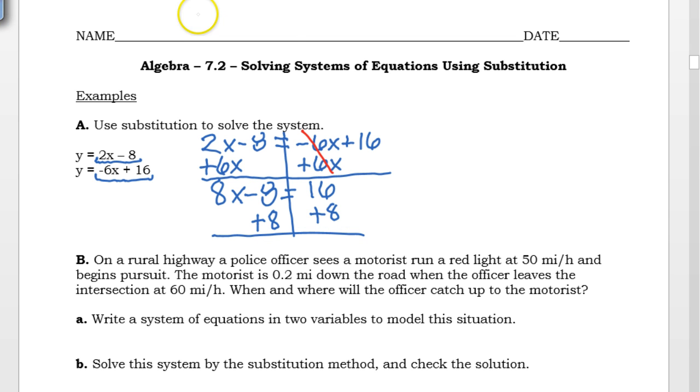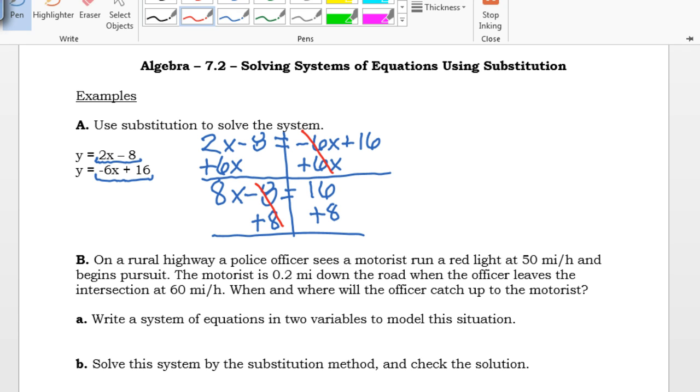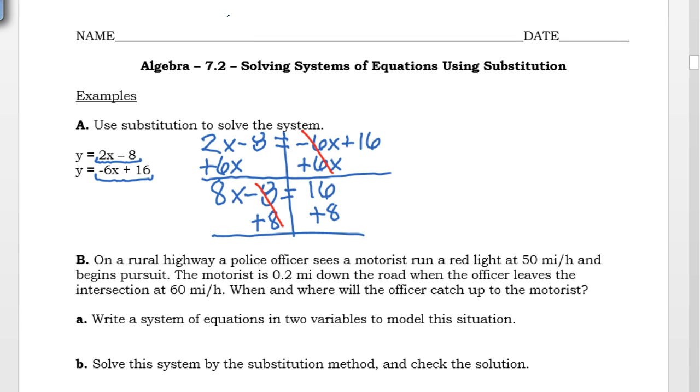That lets me cross off the 8's, and on the left side now I still have an 8x, but my minus 8 is gone, and on my right side now 16 and 8 gives me 24.